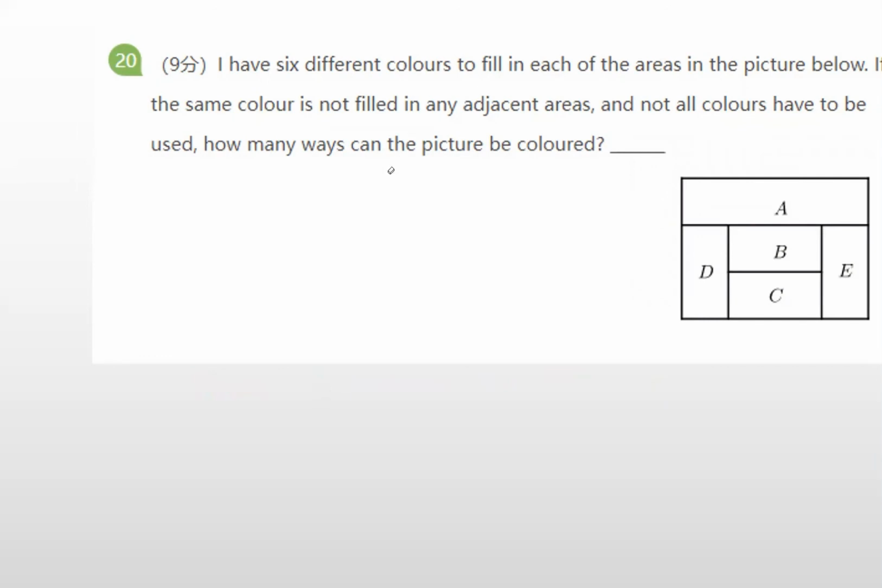I have six different colors to fill in each of the areas in the picture below. If the same color is not filled in any adjacent area, and not all colors have to be used, how many ways can the picture be colored? Remember, we have six different colors, and the same color can't be filled in any adjacent areas. For example, if I put red here, you can't have red at D, B, or E, can you? Because they're adjacent.